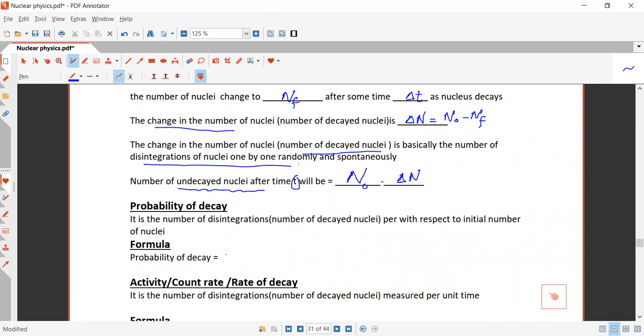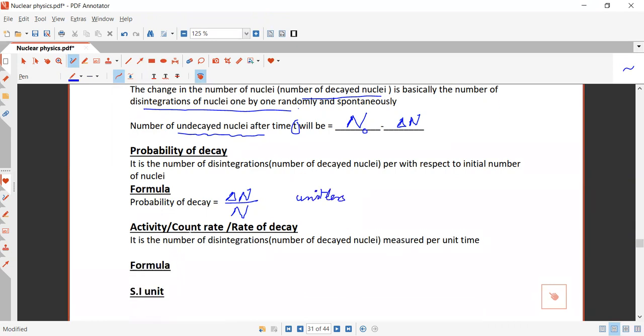Probability is basically the change in the number of nuclei divided by the total initial number of nuclei, right? So this is called the probability of decay. It is definitely a unitless quantity because it is a probability.